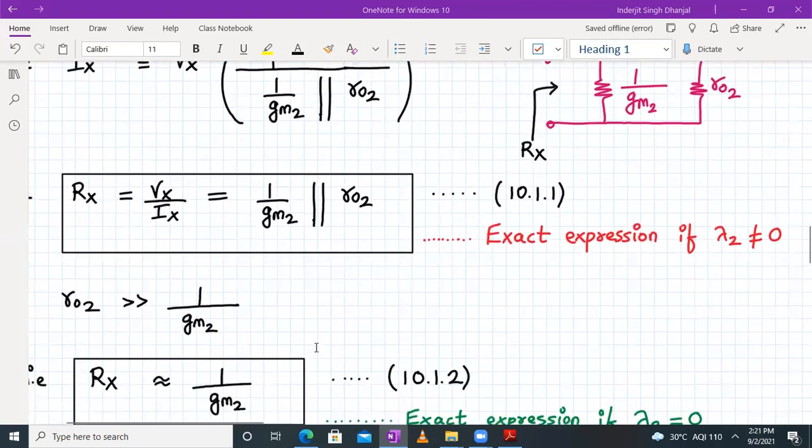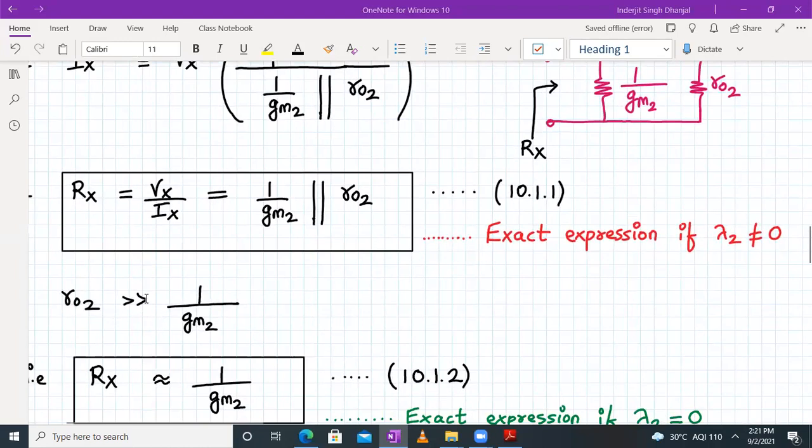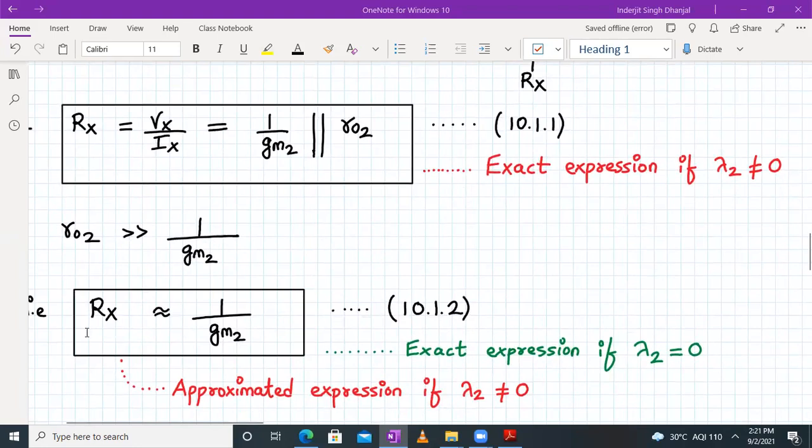Fine. Now, normally your RO2 value is very much larger compared to 1 upon Gm. So if we assume RO2 is very much greater as compared to 1 upon Gm2, we can approximate the expression for Rx. Now, Rx will be approximately equal to 1 upon Gm2. This becomes the approximated expression if lambda 2 is non-zero, and the same equation 10.1.2 becomes the exact expression if lambda 2 is equal to 0. Because if lambda 2 is equal to 0, no way RO2 will exist, right? So hence we can write Rx is equal to 1 upon Gm2 when lambda 2 is 0.